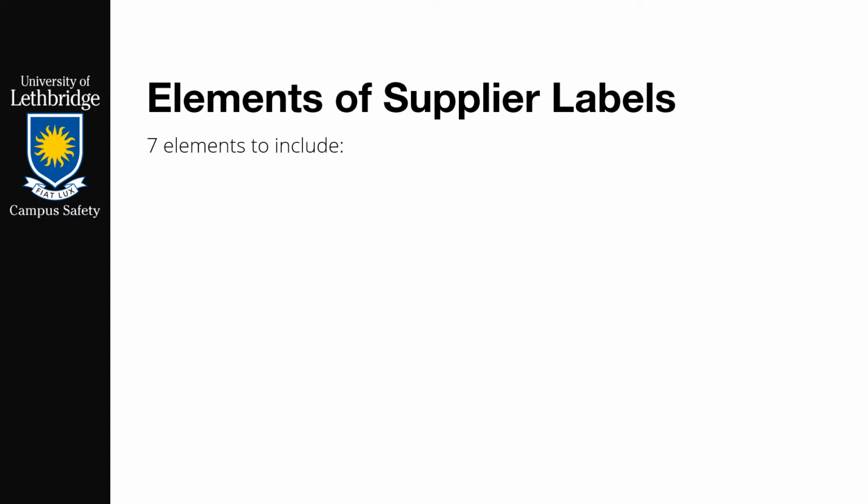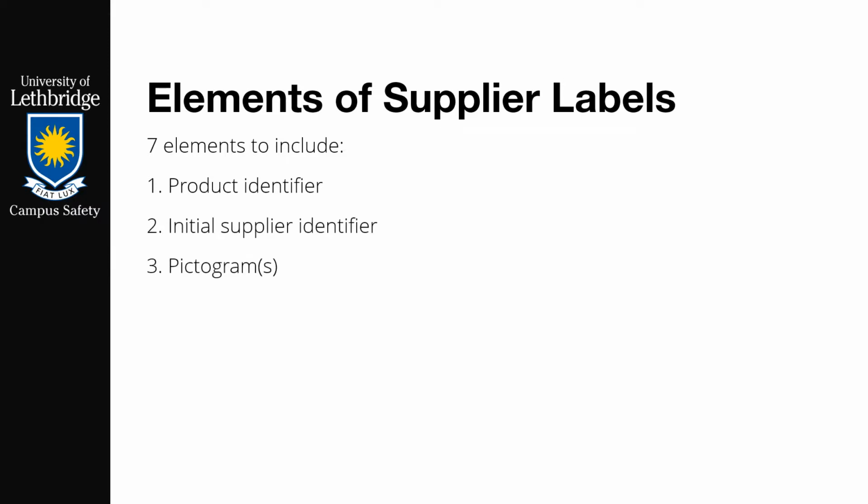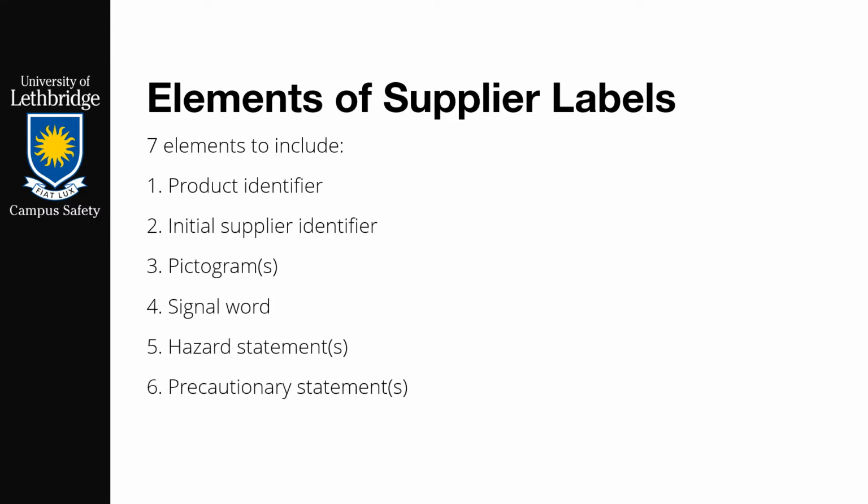Supplier labels must include 7 elements. First, the product identifier and information about the initial supplier. Next, any pictograms associated with the hazards of the product, and signal words identifying the level of danger. Finally, there are hazard statements and precautionary statements. Supplementary information may also be provided, but it is not necessary to include.